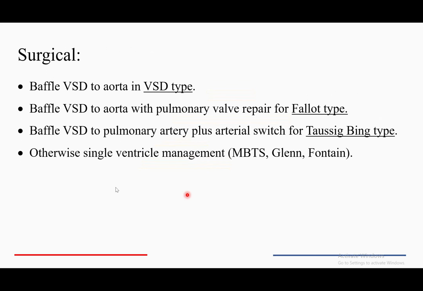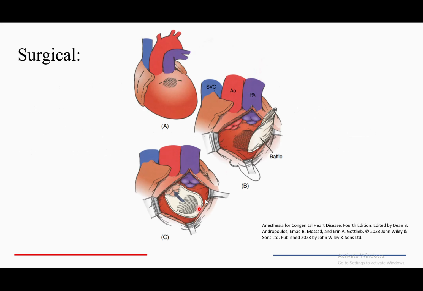Okay, surgical closure. What will we do? In the VSD type, we baffle the VSD to the aorta to prevent the escape of blood to the right ventricle and pulmonary. So we cover with a patch the pathway of blood from the VSD to the aorta, so that the blood in the left ventricle will flow to the aorta only without going to the pulmonary. So this is how we correct the VSD type.